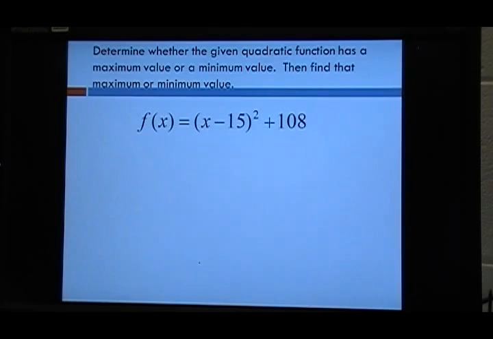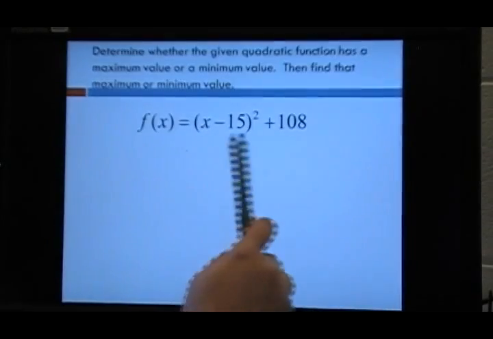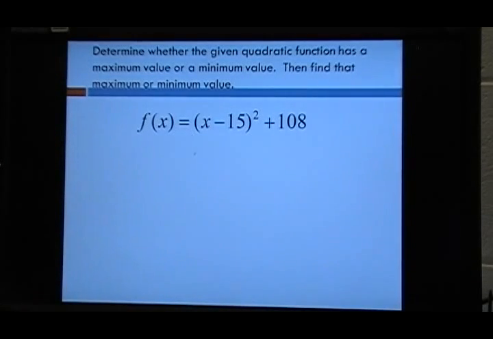Okay, one more example, and then we'll do a second video here. Determine whether this given quadratic has a maximum or minimum value, and then find what that is. So here we were given a different form, and this one again is much easier to work with. Still, to decide if it opens up or down, we have to look at the value of a. In this case, a is 1, right? So a is a positive number, which means that my parabola is going to open up.